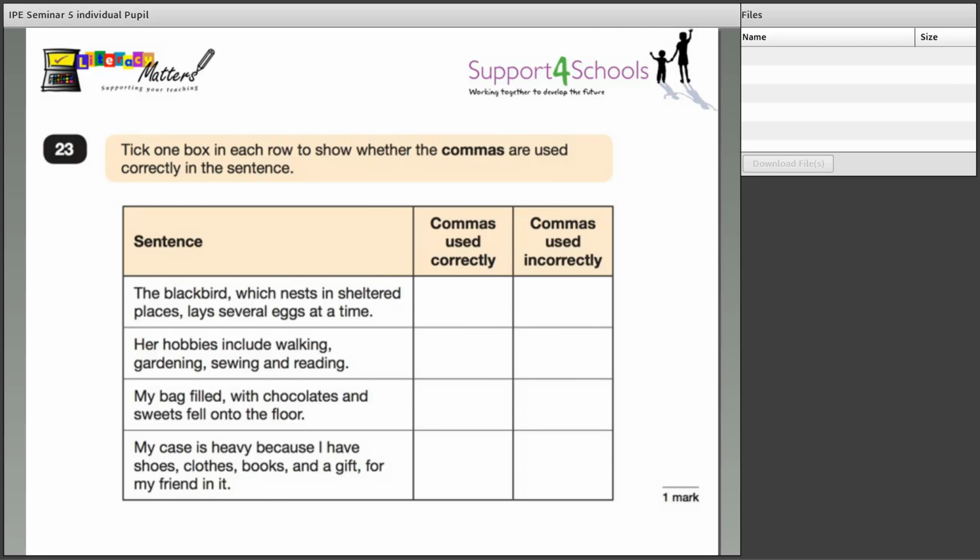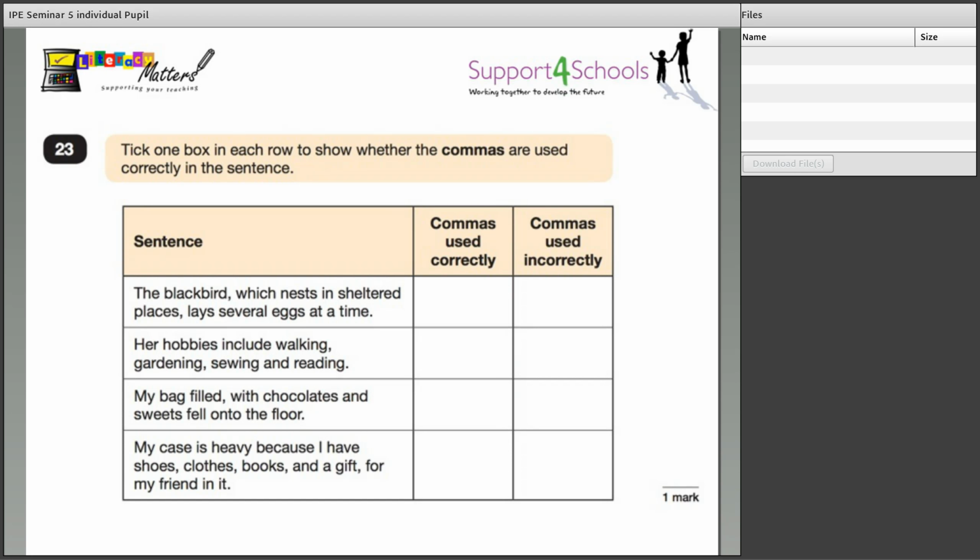And then the other one was 23, where it was less, and in this case, again, it's commas. So perhaps it was commas in the previous one as well. If you look at these, you have to tick whichever sentence is correct, where the commas are used correctly, and that first one's another one of those relative clauses. So it looks to me as if this school needs to do some teaching about relative clauses and the punctuation of commas around a relative clause.